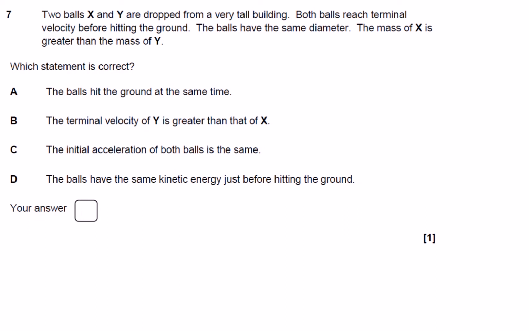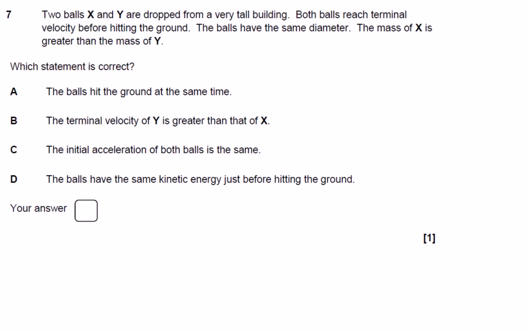Question 7. Two balls, X and Y, are dropped from a very tall building. Both balls reach terminal velocity before hitting the ground. The balls have the same diameter. The mass of X is greater than the mass of Y. And we've got to work out which statement is correct.